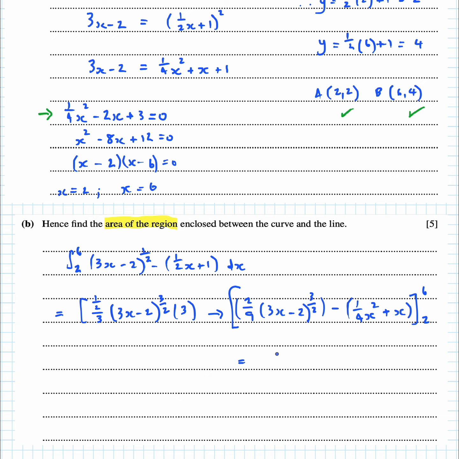And so you'll plug in 6 to all of that and plug in 2. Do it on the calculator in 2 steps. And you'll get 4 over 9.